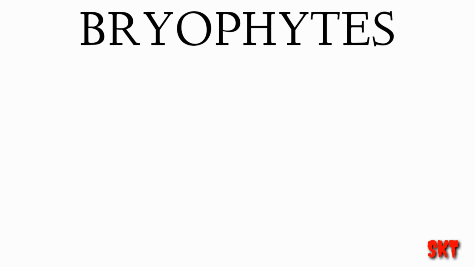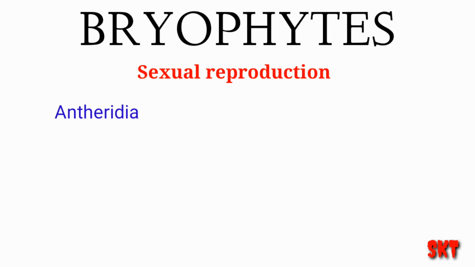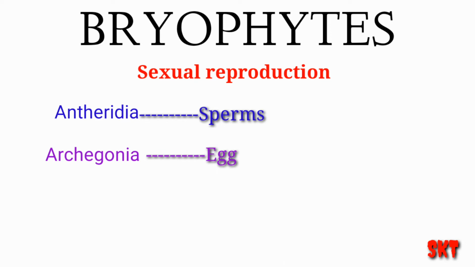Now let us study about the sexual reproduction in bryophytes. The sexual reproduction is oogamous type in bryophytes. The male reproductive organ is called antheridia and female reproductive organ is called archegonia. Antheridium produces sperms and archegonia produces egg. The sperms are biflagellate structures which swim through the water to reach the egg.